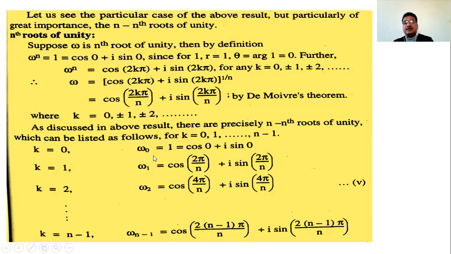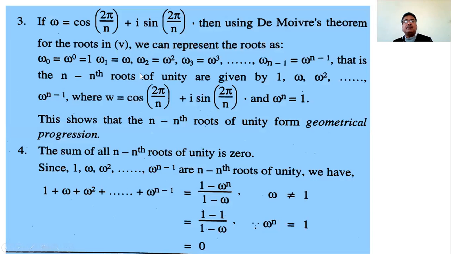w1 is w. This is the notation for w. Then w2 is w squared. If we find w squared, it is (cos 2π/n plus i sin 2π/n) raised to 2, which by De Moivre's theorem is cos 4π/n plus i sin 4π/n. In this way, w3 is w cubed, and w_{n-1} is w raised to n minus 1.